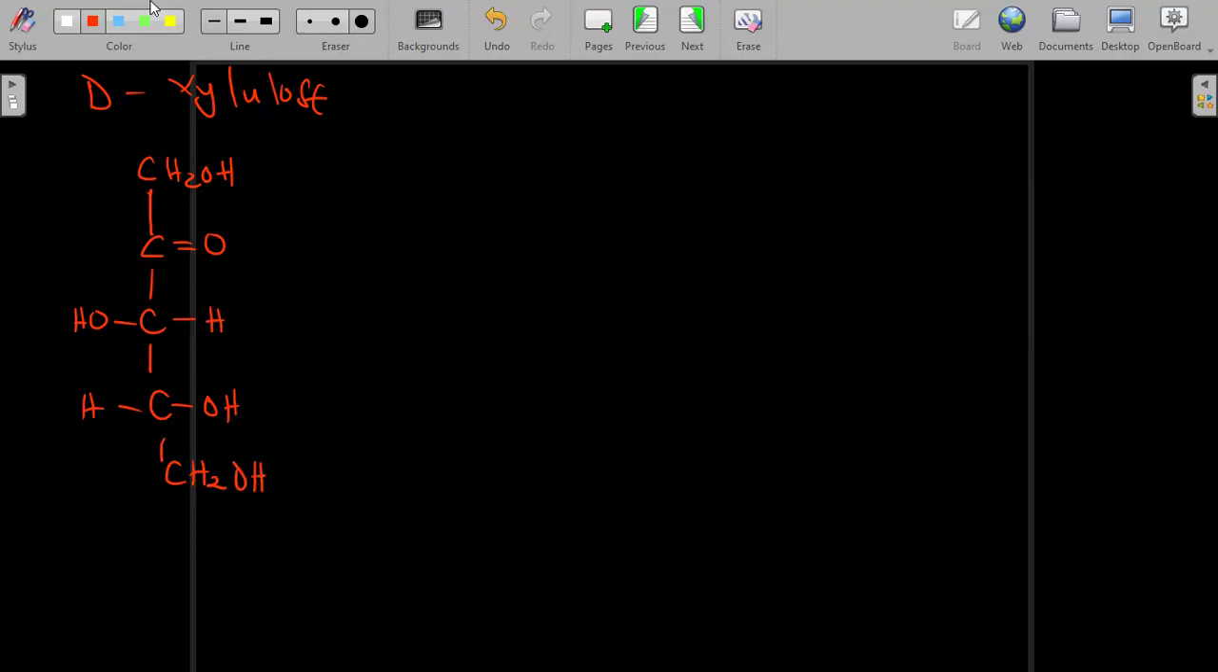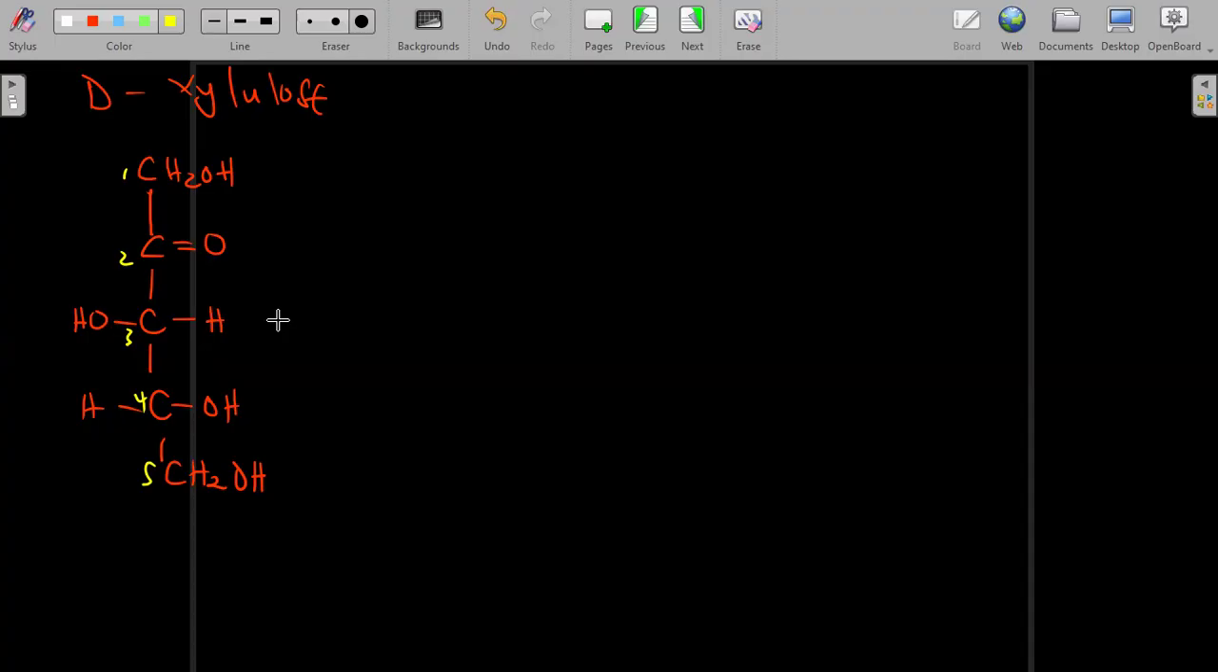So this is the first step. We have to draw the Fisher projection, and then we have to number this. So this is 1, 2, 3, and then you have 4, and then 5. So notice that this hexulose has only 5 carbons. So there's no need for you to do the bond rotation that we did in the previous question.